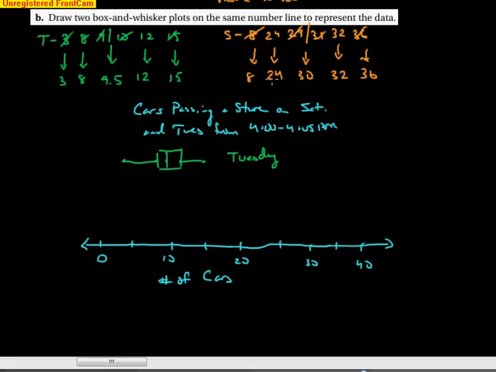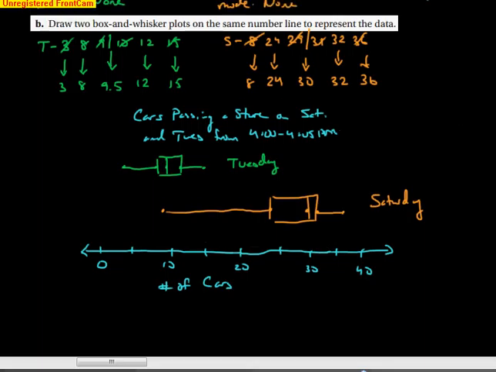And then down below, I'll do the other one. So minimum is 8. 24 is almost 25. 30, 32, and 36. Again, I'll create a box around here, put a line through the median, and I'll connect the whiskers. I'll do my best with this last one. That's pretty good. And this is Saturday, so if you want to put Saturday here, that'd be a good way. Alright, so there's my double box and whisker plot. Again, a title, 2 box and whisker plots, and the number line.